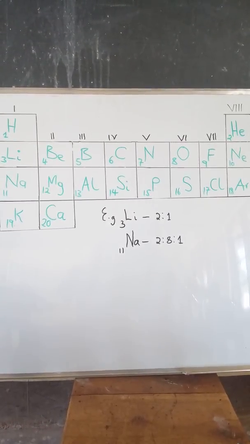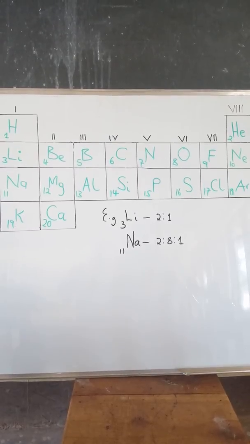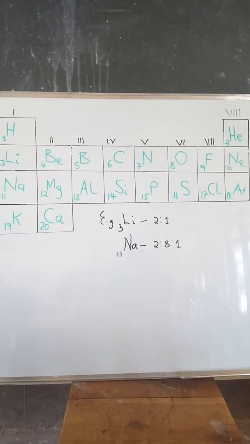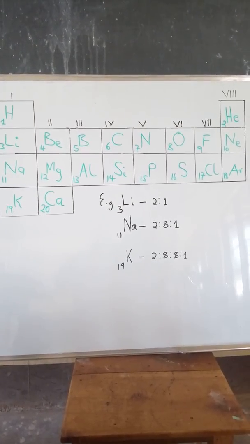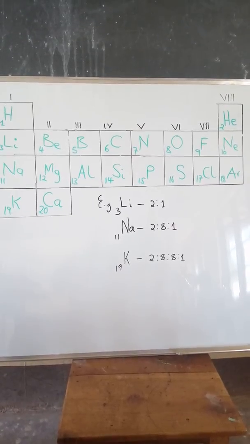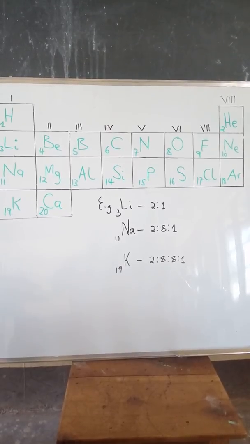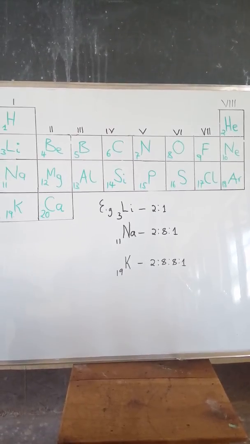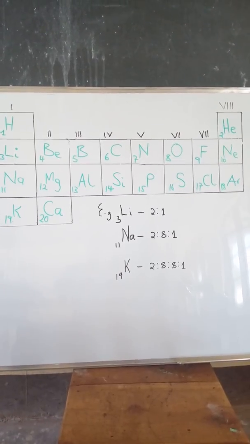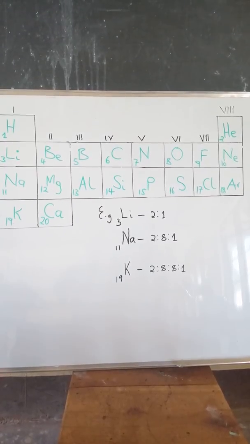Sodium has an electronic configuration of 2 electrons in the innermost shell, 8 electrons in the middle shell, and 1 electron in the outermost shell. Potassium has 2 electrons in the innermost shell, the second shell with 8 electrons, the third shell with 8 electrons, and the outermost shell with only 1 electron. So these elements, which belong to group 1, have only 1 electron in the outermost shell.